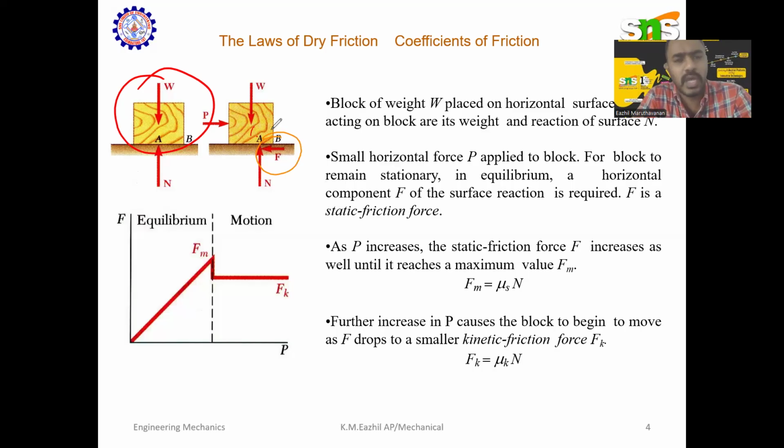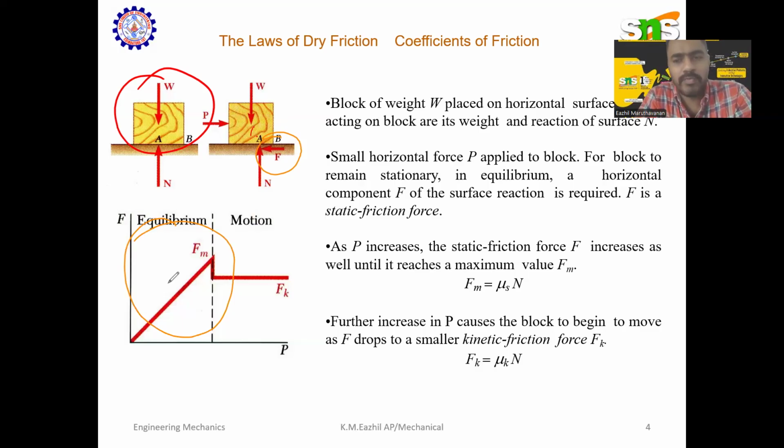Whenever the applied force exceeds the frictional force, the object starts moving. Till then, the system will be in equilibrium conditions. That is what is explained in this graph. When the applied force keeps on increasing, at some state the object starts moving by breaking the condition of equilibrium. Then the kinetic friction will be there.